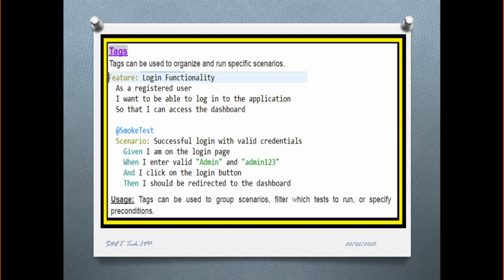What are tags? Tags can be used to organize and run specific scenarios. See in the example, in the feature file we write a feature like login functionality: as a registered user, I want to be able to log in to the application so that I can access the dashboard. This one is my feature. Here I have to write @smoke test. This one is a tag, and it can organize your test cases. Then you provide your scenario and the given, when, then conditions, and you can group your scenarios using these tags.